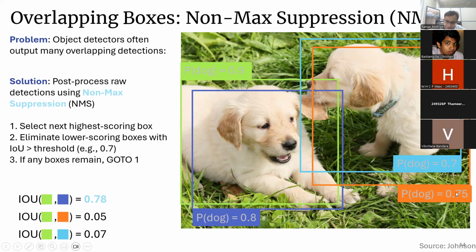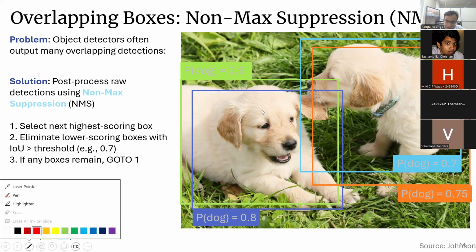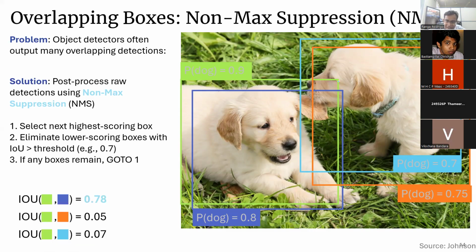The next highest one is 0.75. Is the IOU, the intersection over union, between the green one and the orange one... what is that? It's like a slight overlap, right? Just a minor overlap between the orange one and the green one. The green one is the one that we are considering right now. Only this much overlap, right? This is the overlap. So you can see with that, it's 0.05.